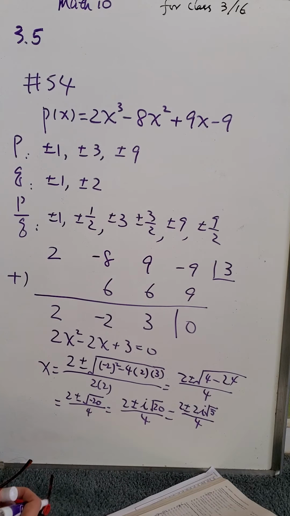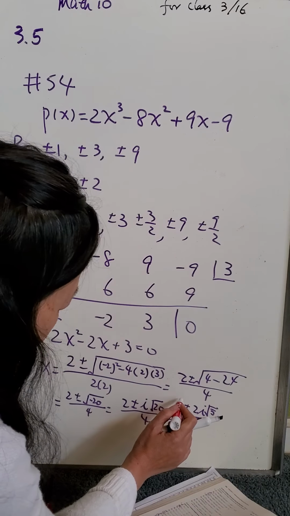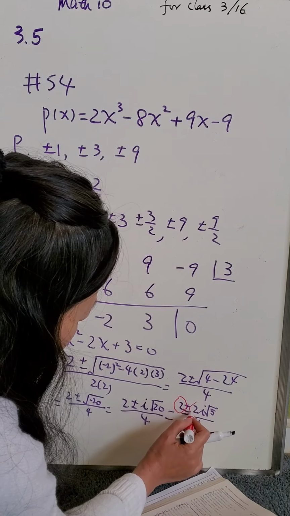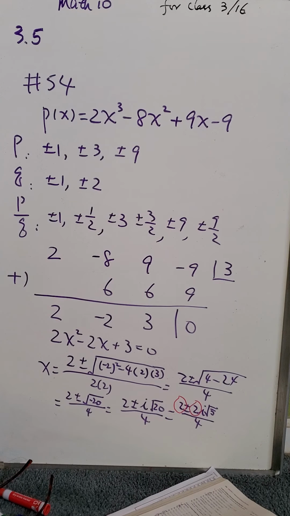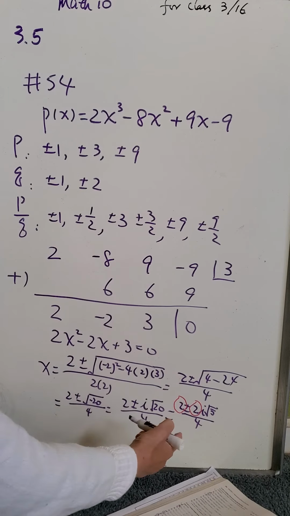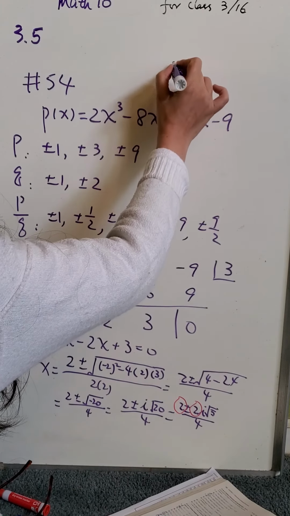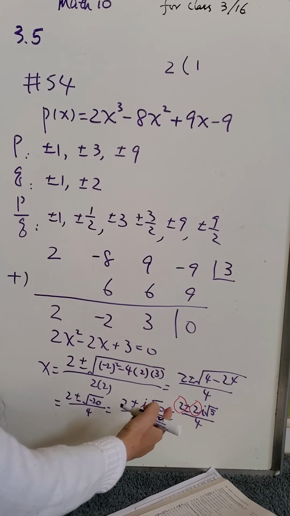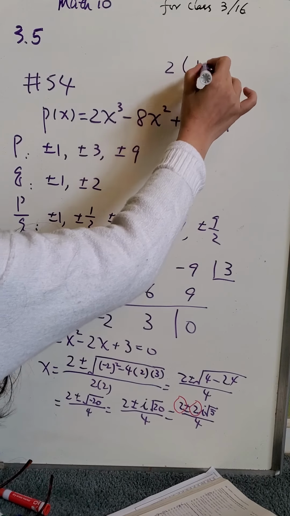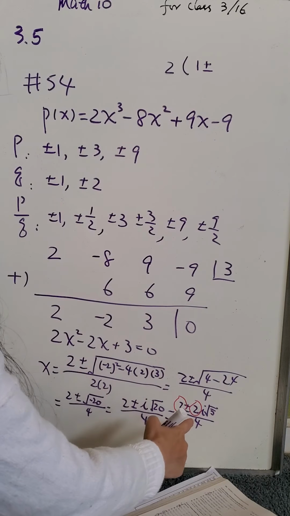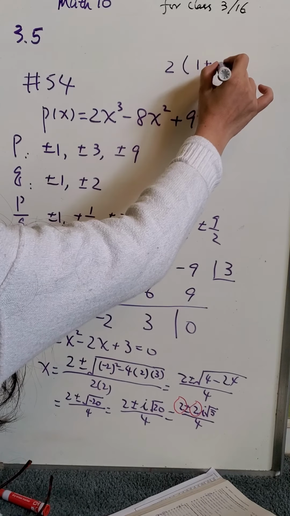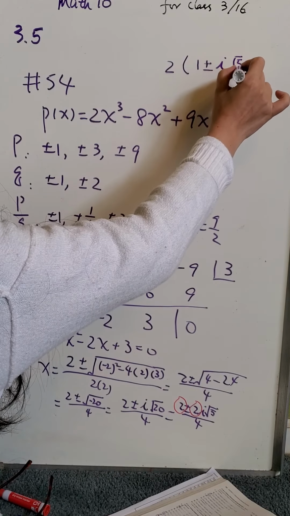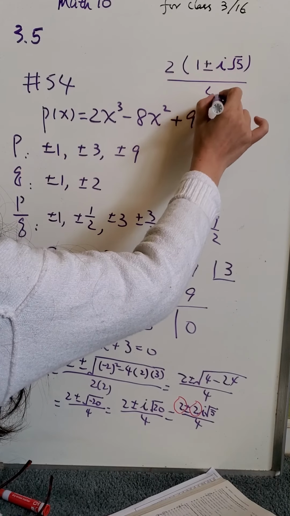Now you can see that they have 2 here, and there's a 2 here, and we can factor that out. Okay, factor out the 2. So I'm going to continue here because it's too low here. So be 2 factor out. Once you factor out the 2, you only have 1 there. Okay, 1 plus minus 1i, so I don't need to write that. So it's i square root 5 over 4.